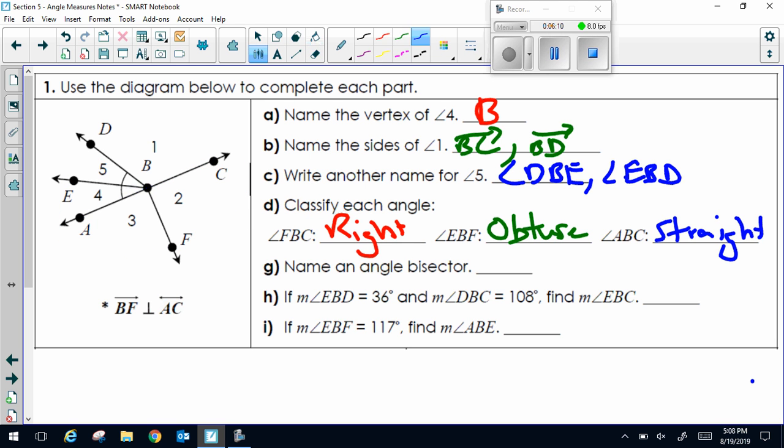Okay. Name an angle bisector. Remember, an angle bisector is an angle that, or a line, a ray that cuts an angle into 2 congruent parts, and you look for these markings right here. So those are congruent, so that means that must be my angle bisector. So it's ray BE.